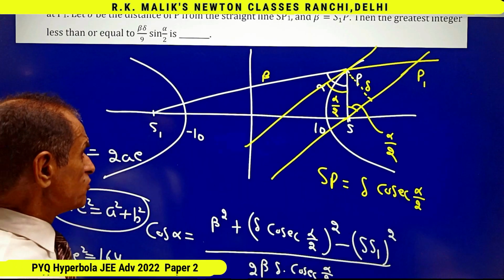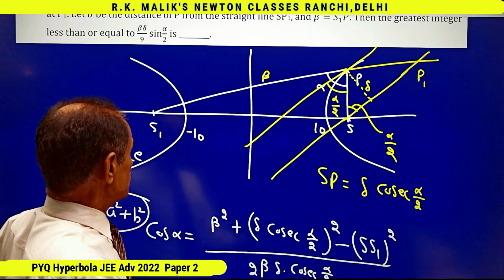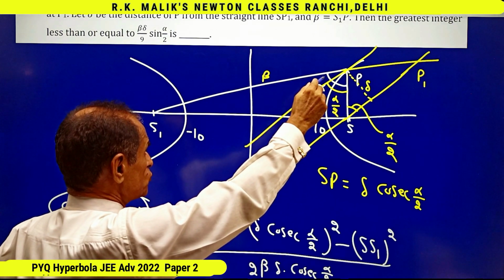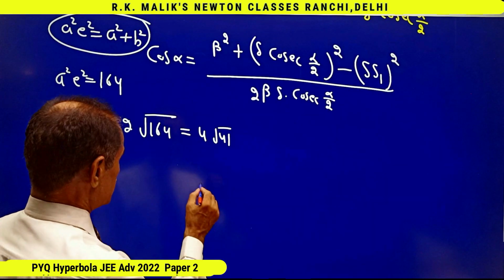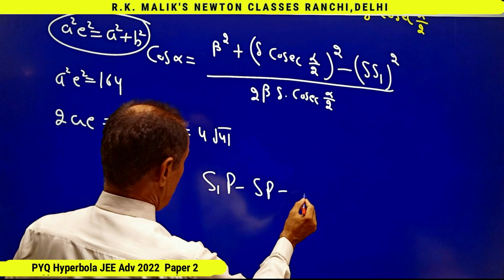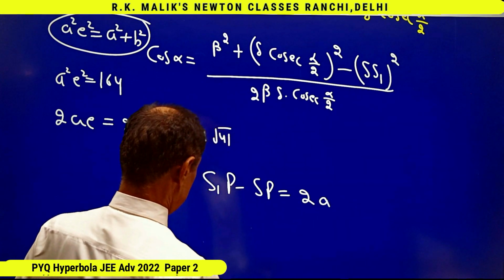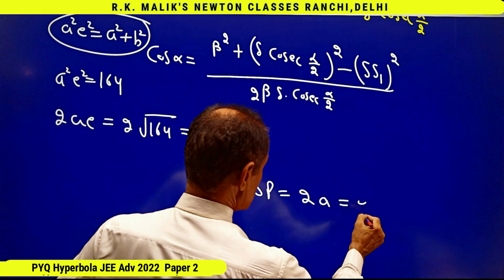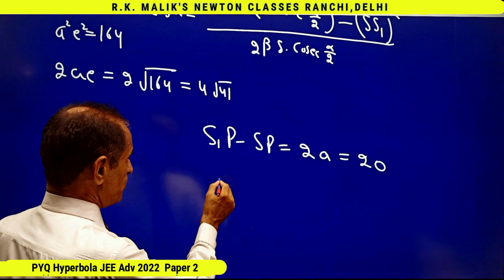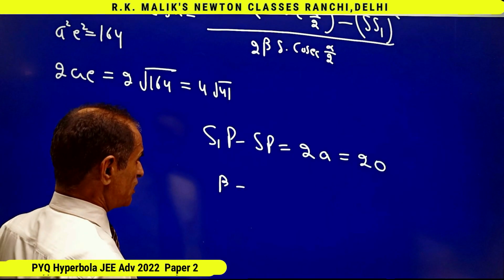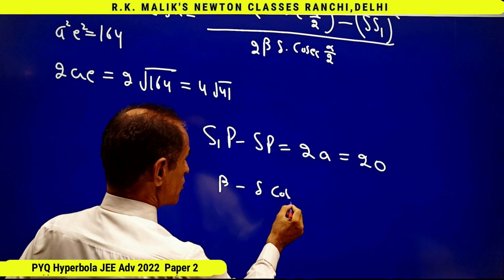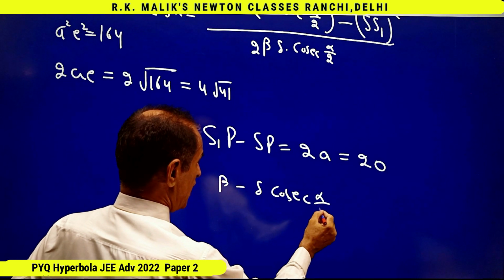It is also known to us that S1P minus SP is always equal to 2a. That is, I mean to say S1P minus SP is always equal to 2a, that is 20. Clearly, S1P is beta and SP is delta cosec alpha by 2.